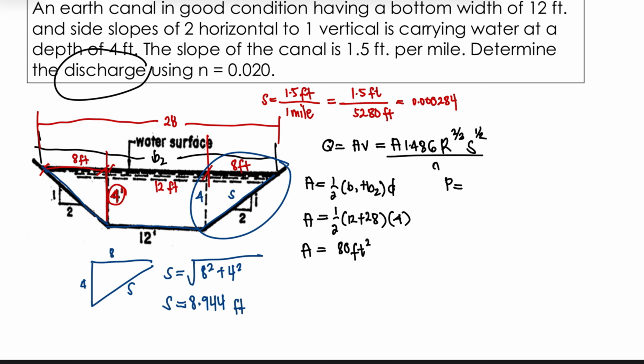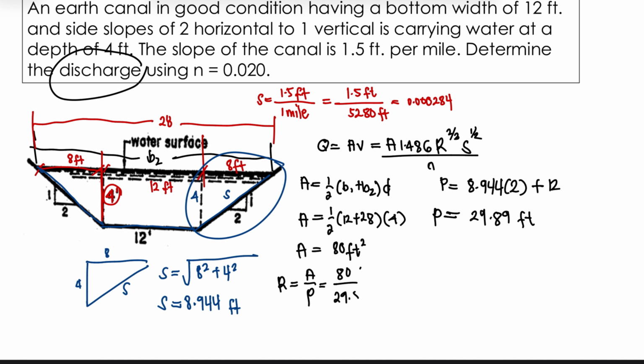So, para sa wetted perimeter, meron tayong 8.944 times 2. Kasi dalawa yung side slope natin. And then 12 feet. So, for this one, we can get the value of P. This is equivalent to 29.89 feet. Okay, so for the hydraulic radius, we have A over P. So, we have 80 feet squared over 29.89 feet. So, this one, we can get a value of 2.677 feet.